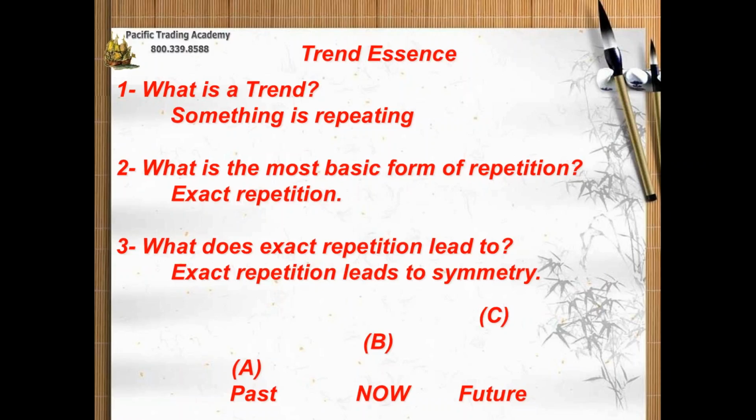So the essence of trend is something is repeating. It could be anything in the real world as we move from the theoretical to the tangible. There is a repetition of buyers buying at a certain price. There is a repetition of sellers liquidating at a certain price, and variations from there. But if this repeated phenomenon is exact, that's the most basic form of repetition, and a consequence of exact repetition is that it leads to greater and greater degrees of symmetry.